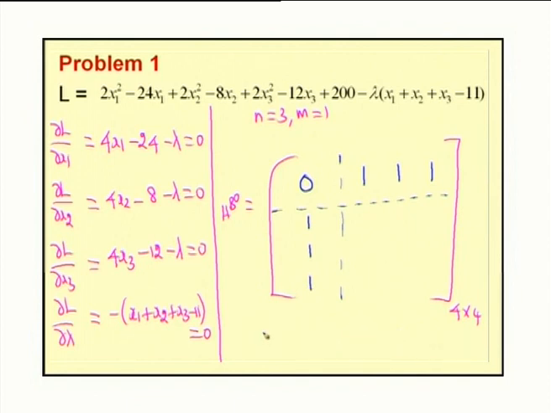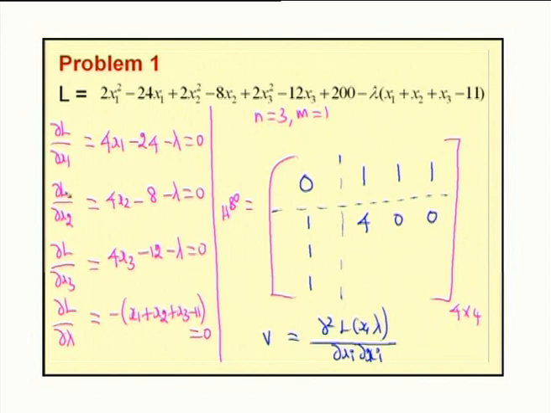Next column is V. What is V? V is dou squared L of x comma lambda by dou xi dou xj. So, V is the matrix of second order partial derivatives of the Lagrangian function L with respect to the decision variables dou xi dou xj. Now, for this problem, dou squared L by dou x1 squared we have as 4, dou squared L by dou x1 dou x2 is 0, dou squared L by dou x1 dou x3 is 0. Therefore, the first row of V is 4 0 0.